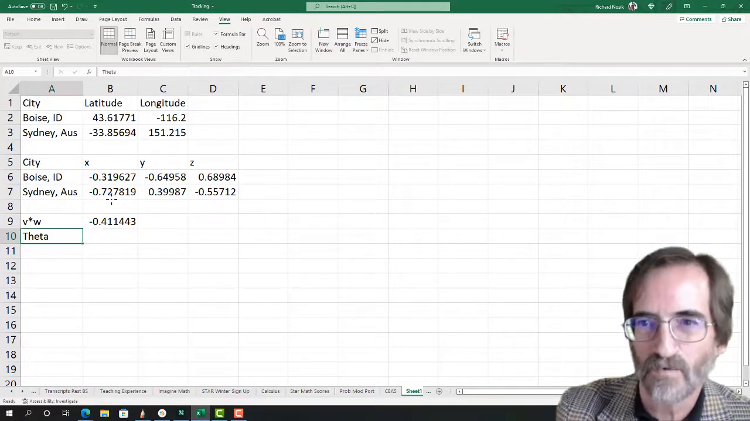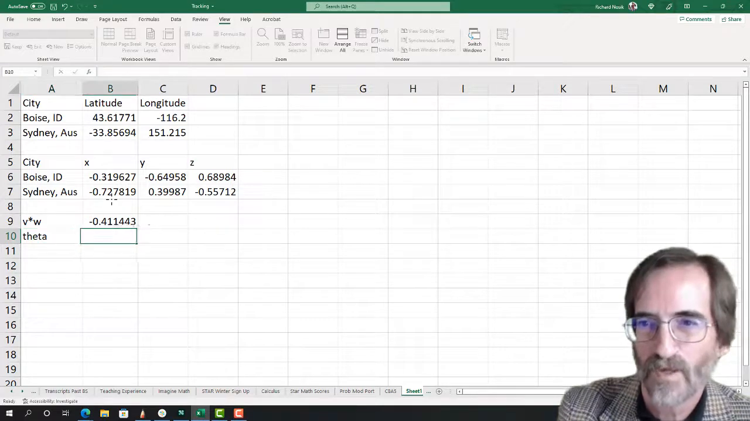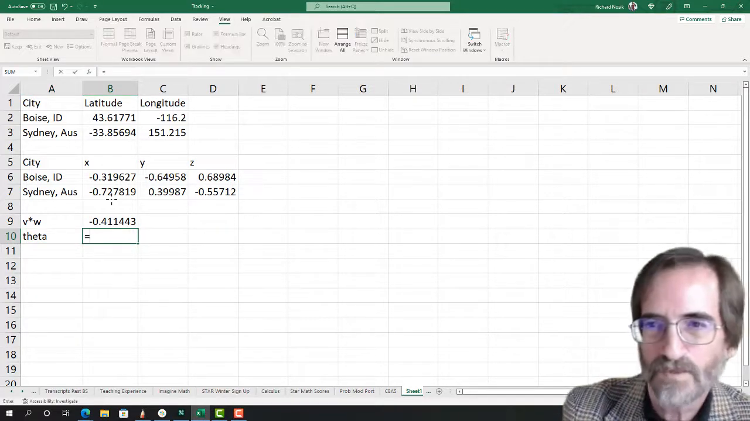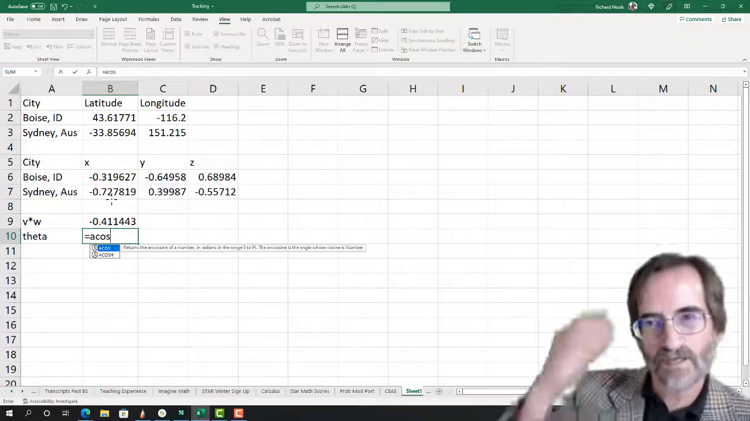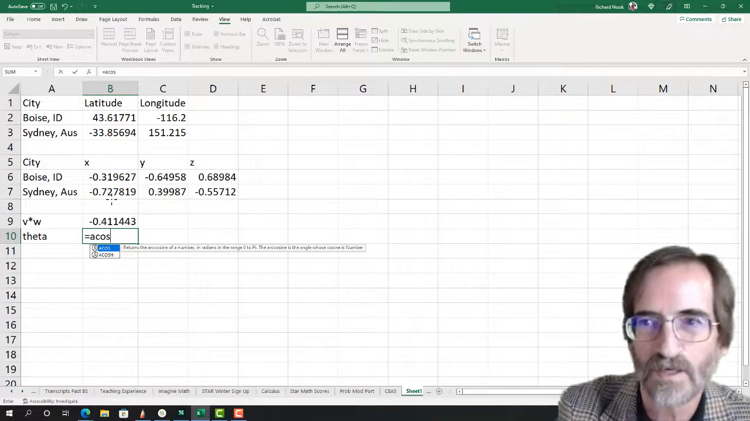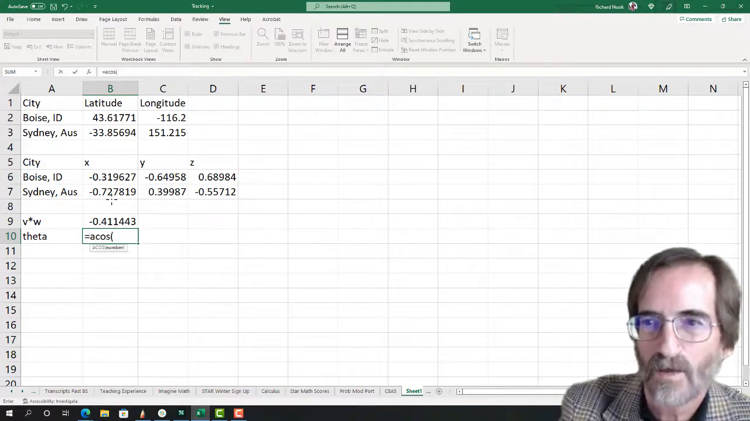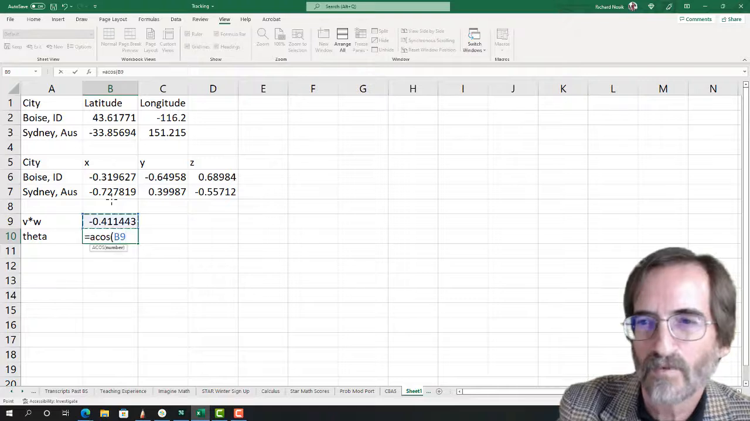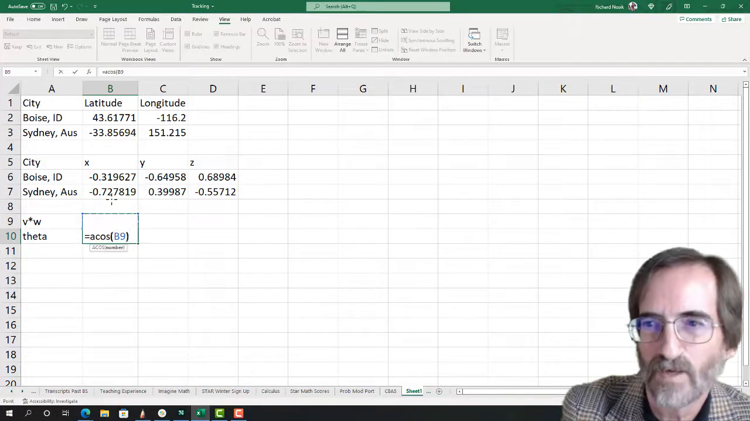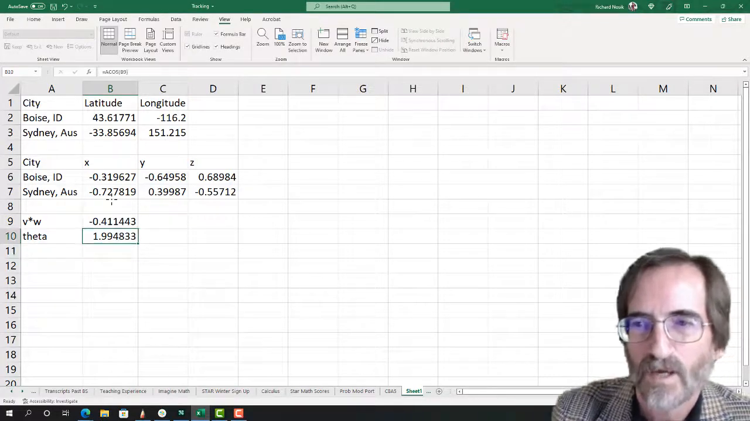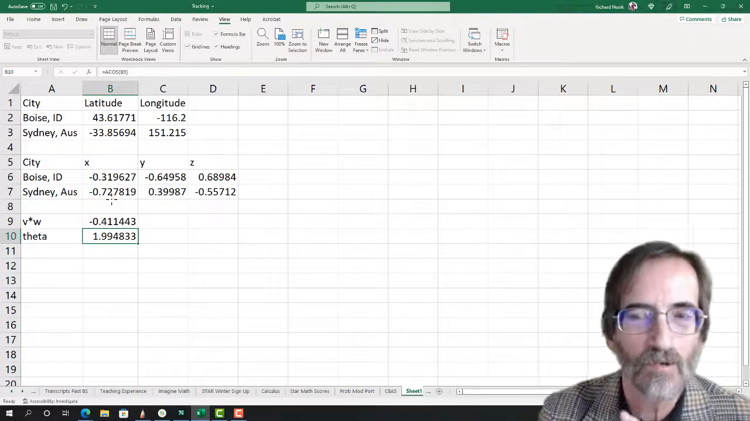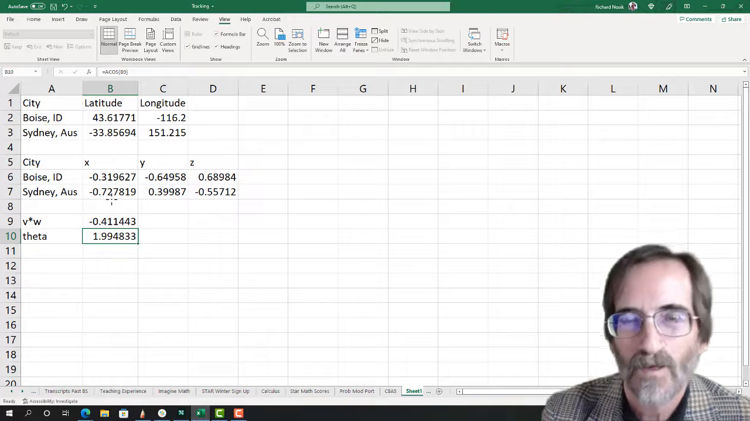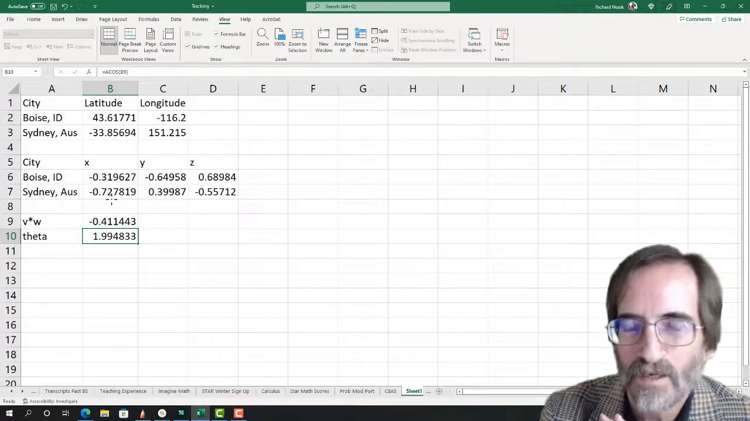Actually, let's leave it lowercase. Theta equals arc cosine, or a cos. In Excel, the inverse or arc cosine is a cos, and then we're going to hit that cell there, the dot product, and it has an angle between it of 1.99, almost 2 radians, right? Almost 2 radians between them.